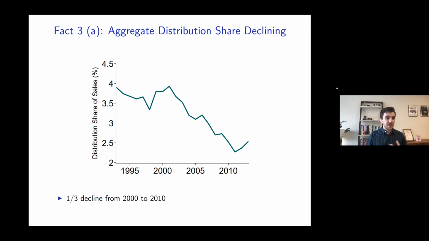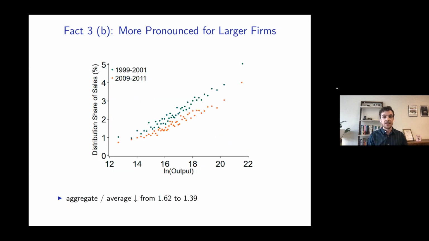Now, there are different reasons that this could be changing, right? It could be changing because of compositional effects. It could be that the firm size distribution is changing and that's pulling down the aggregate share. Or it could also be that within a given plant size category, the distribution share is falling. And so that's what we look at here, where we're again plotting the bin scatter plot of the plant level distribution share against plant size for an early period around 2000 and a late period around 2010.